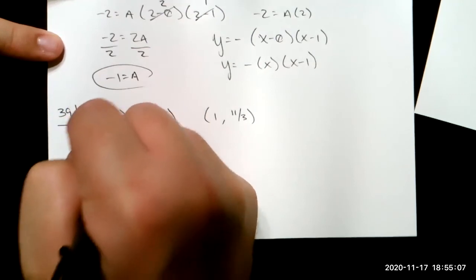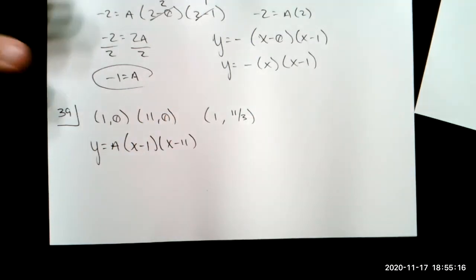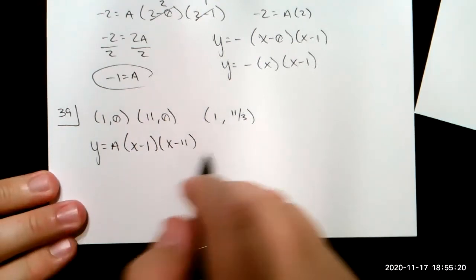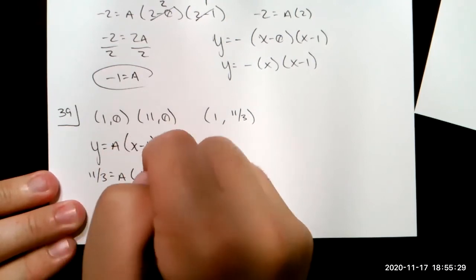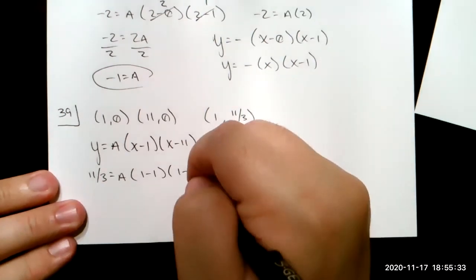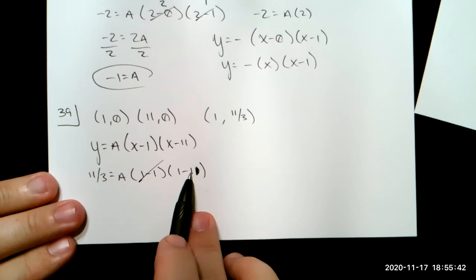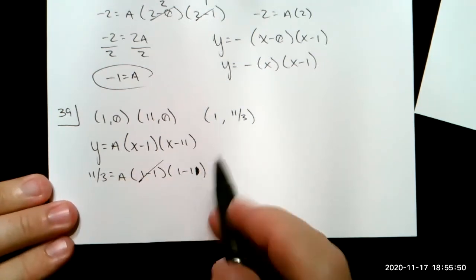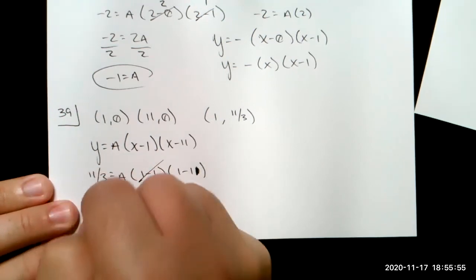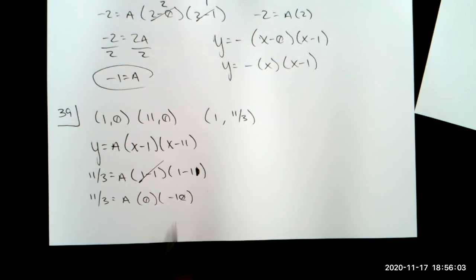So same old, y equals a times (x minus 1), and then the other one is (x minus 11). Now we can plug in that point. X is 1, y is 11/3. Now we can simplify. 1 minus 1 is just 0. 0 times anything is going to be 0. And 1 minus 11 is -10. So what I have is this. Now if we follow PEMDAS and keep working, 0 times -10 is 0.